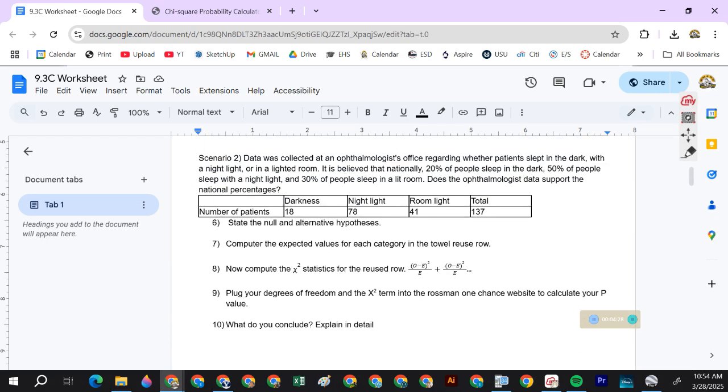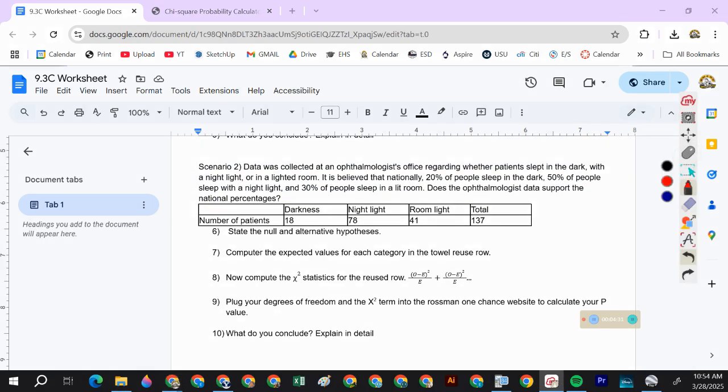So here, we have an assumed percentage, the national average. 20% of people sleep in the dark, 50% of people sleep with a nightlight, and 30% of people sleep in a lit room. How many of you sleep in the dark? Okay. Yeah, that's really weird. Like when I saw this, who knows? I thought those numbers were way high.